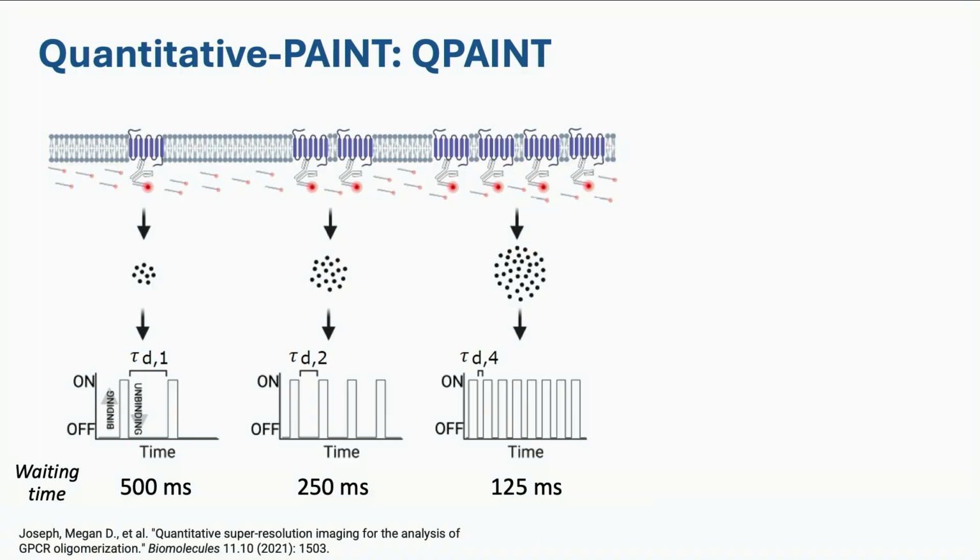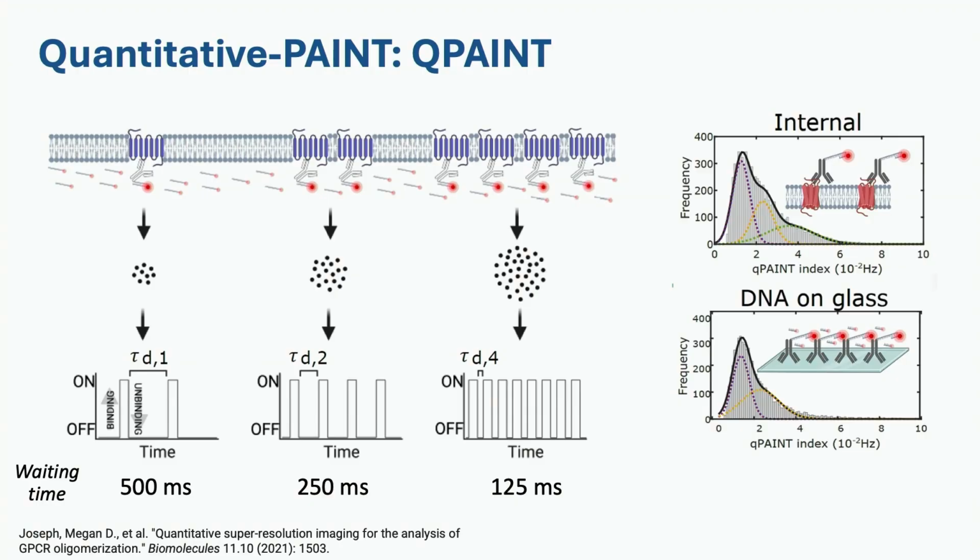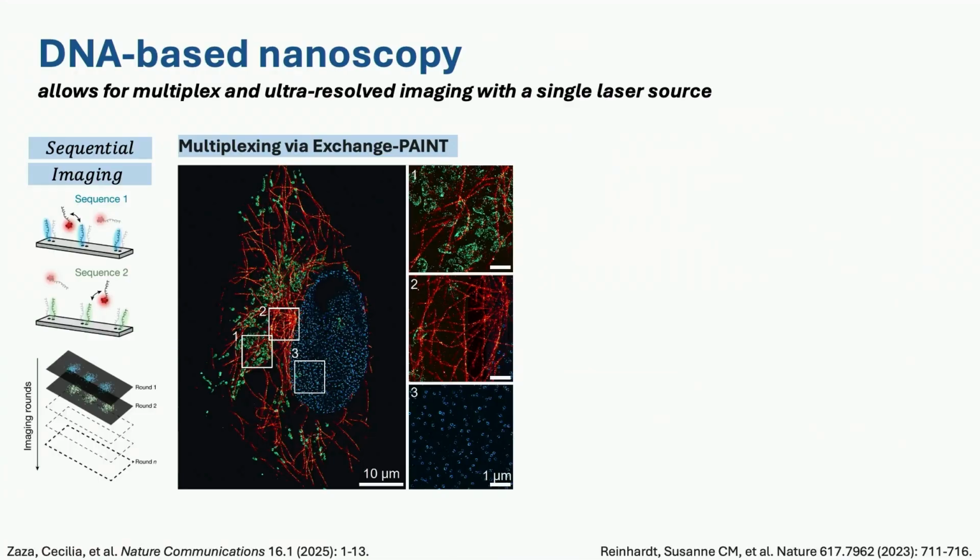So by measuring this rate, we can measure how many proteins we have in our cluster of our diffraction-limited size. So we can do a calibration. If we know the rate of binding and unbinding of one protein, we can measure the number of oligomerizations in our system. Also, these techniques we can combine with multiplexing.